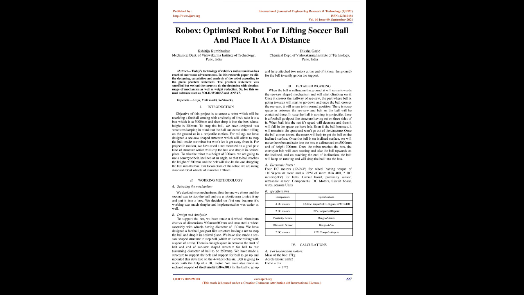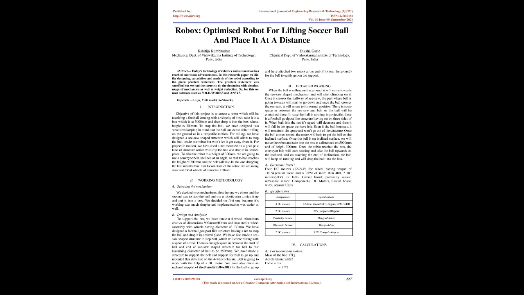Introduction. Objective of this project is to create a robot which will be receiving a football coming with a velocity of 4m/s, take it to a box which is at 5000 mm and then drop it into the box whose height is 300 mm. To stop the ball, we have designed two structures keeping in mind that the ball can come either rolling on the ground or in a projectile motion.